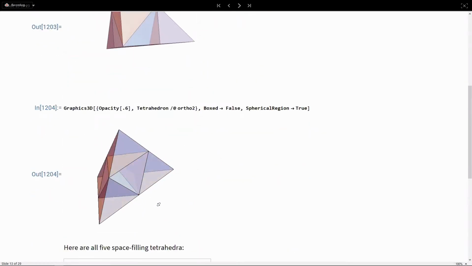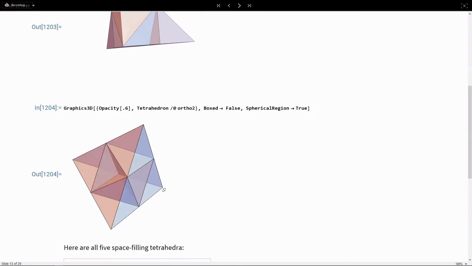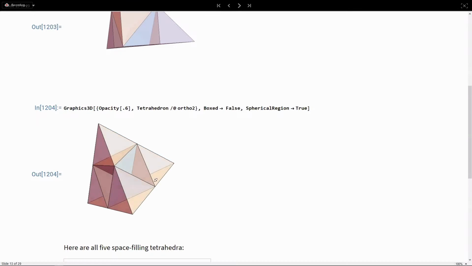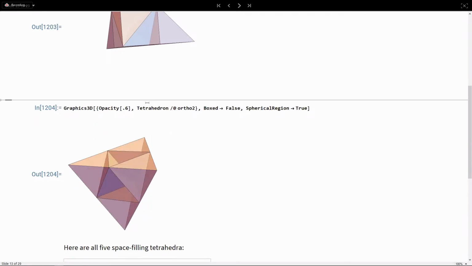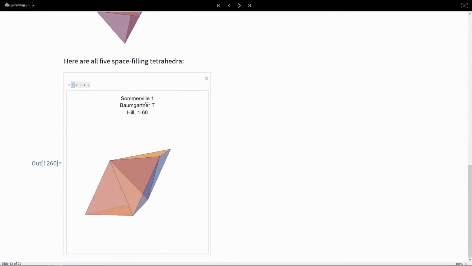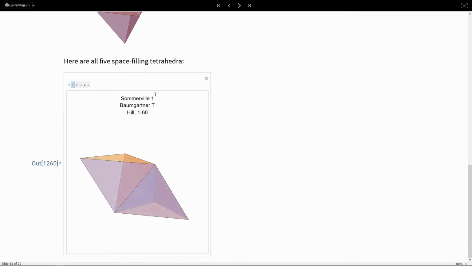And here's a second way of doing it. This is ortho 2. So these are the 2 orthoschemes that I know about. There's only 5 tetrahedra that fill space. Here's the first one. We can divide this skew prism up into 3 parts to get what's called Somerville 1, Baumgartner T, or Hill I 160.